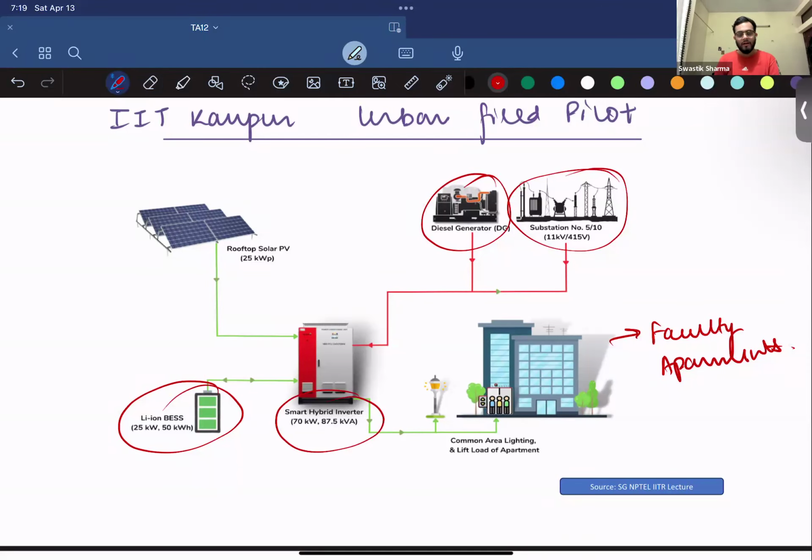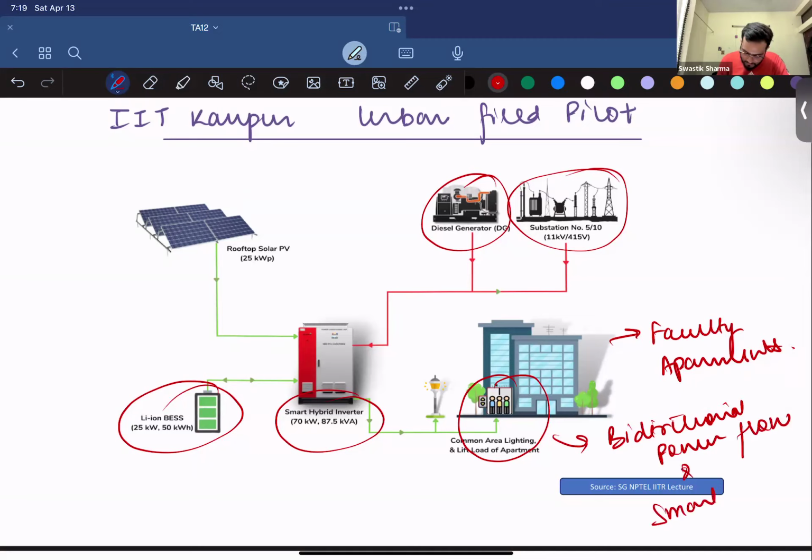And the function of this BESS was to power critical loads such as common area lighting and the lift load of the apartments. So if someone lives on the top floor, seventh floor, right? If there is no electricity and some emergency takes place, they won't take the staircase, right? So for that, lifts were taken in as a critical load, and they were able to demonstrate this as well. And all of these houses were configured with bidirectional power flow and smart meter.